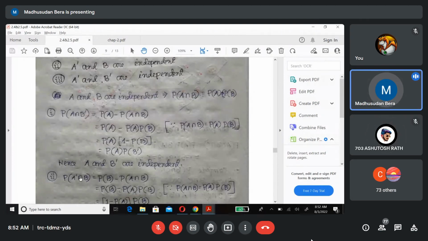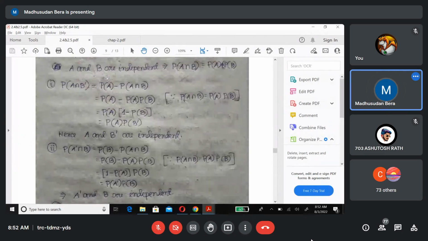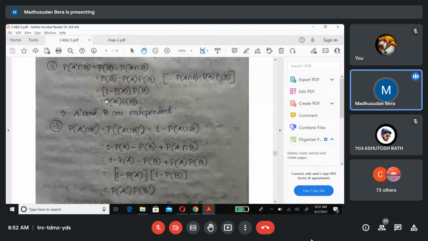Similarly, the same way for A dashed intersection B. You see it? Then A dashed and B dashed are independent. So we have to show P of A dashed intersection B dashed is PA dashed into PB dashed. Now De Morgan's rule is applied. A dashed intersection B dashed is the complement of A union B.